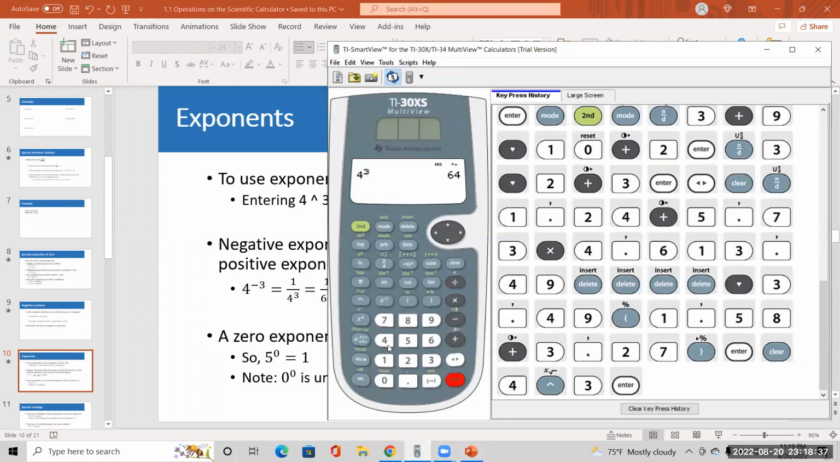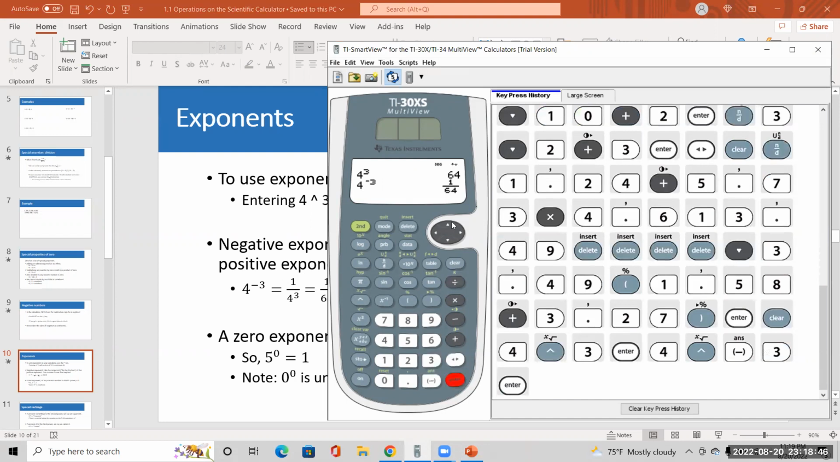If you're careful with your negative, you can just say, hey, I want you to give me 4 to the, remember we use this negative button here, -3, and you're going to get 1 over 64. If you want the decimal, remember we're going to hit this back and forth arrow, and it'll give us that 0.016 roughly.